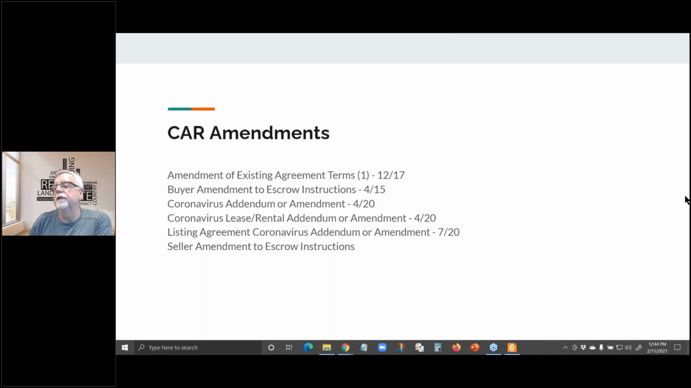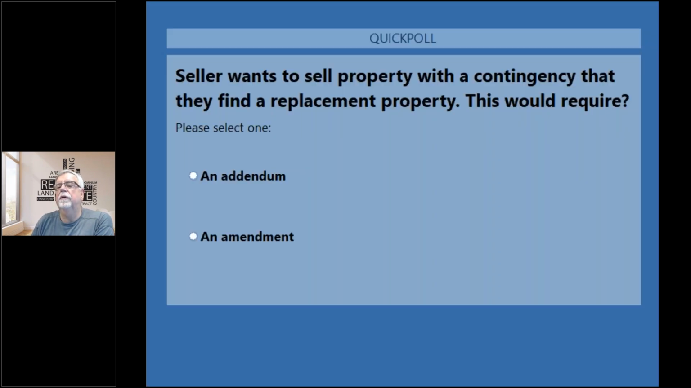How about this one? Now these next two are a little tricky, but you guys are pretty swift, so we'll see. The seller wants to sell property with a contingency that they find a replacement property. Is that an amendment or an addendum? And 100% of the people who have voted so far say it's an addendum. All right. Now, I'm going to pull up something for you guys just for fun.